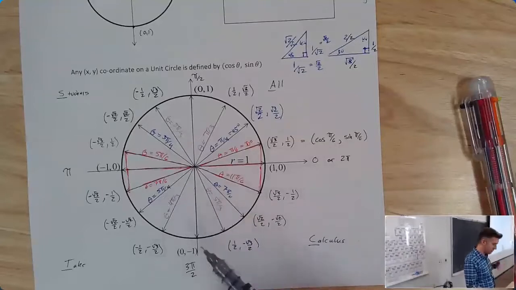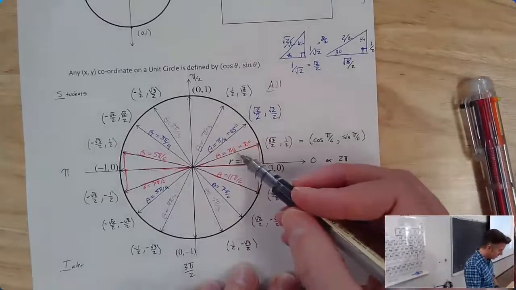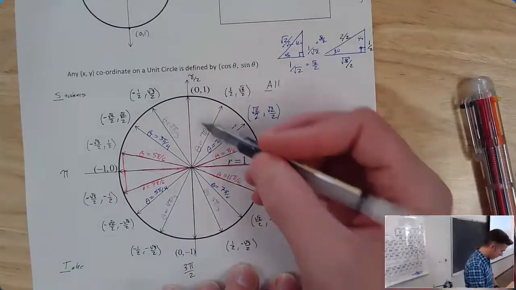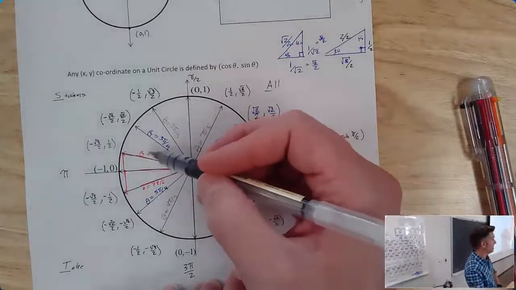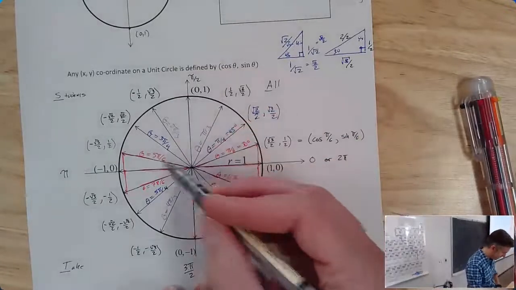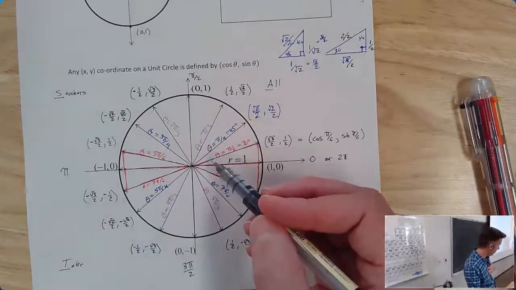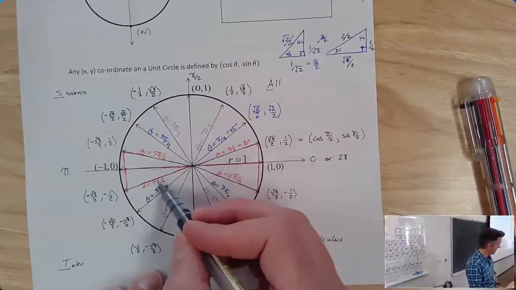It even works for pi over 6. Pi over 6, 2 pi over 6 is pi over 3. 3 pi over 6 is pi over 2. 4 pi over 6 is 2 pi over 3. 5 pi over 6 is the next one that doesn't reduce. That's the next one that has the same reference angle. And then 6 pi over 6, 7 pi over 6 doesn't reduce.